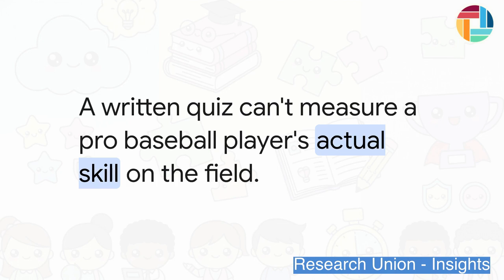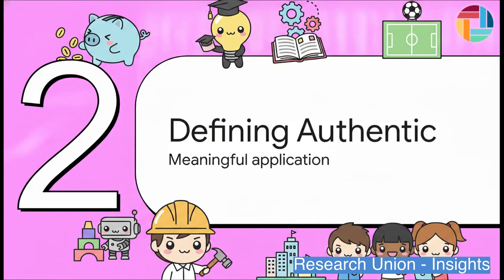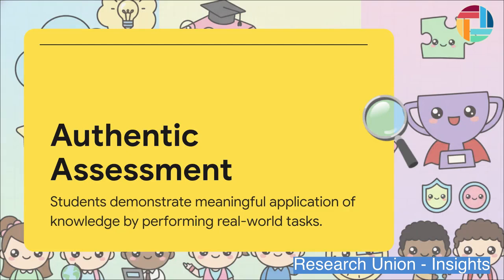Section 2, defining authentic assessment, focusing on the meaningful application of knowledge. So if we want to know if our students can actually play the game in their respective fields, we have to redirect our teaching and our evaluating toward real work. Researchers at the University of Connecticut define this beautifully. Authentic assessment is a form of assessment where students demonstrate meaningful application of knowledge and skills by performing real-world tasks.